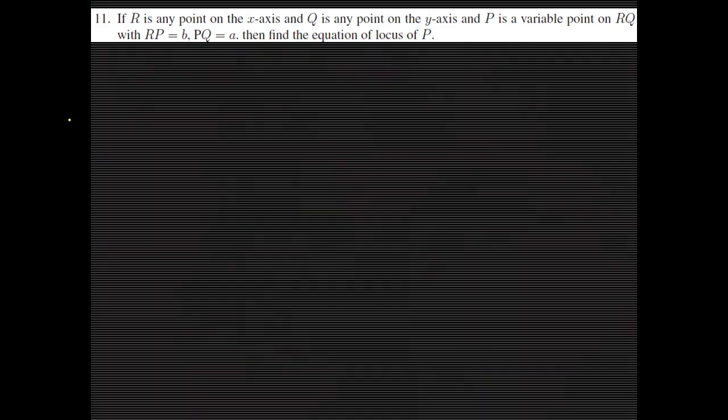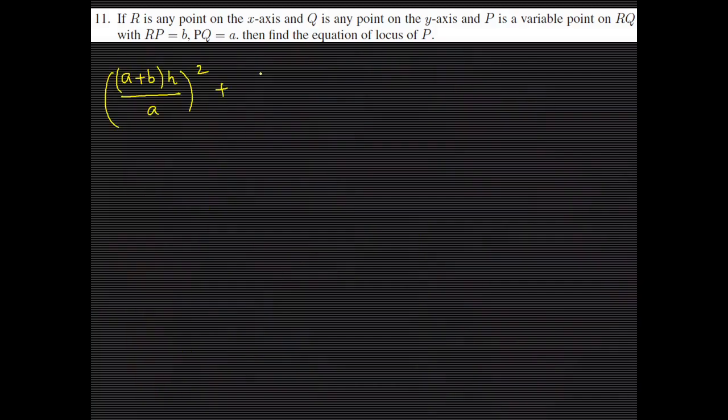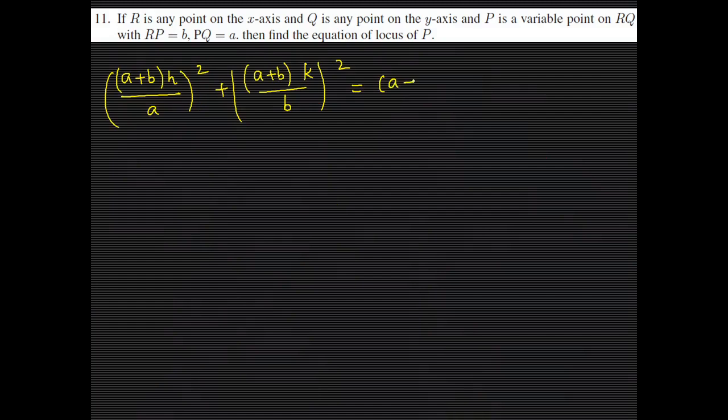So when you substitute, what will you get? A plus B the whole square, equals A plus B into H divided by A the whole square, since X is equal to A plus B into H by A, so we can write like this. And then Y is equal to what? A plus B into K divided by B. So A plus B into K divided by B the whole square, which is equal to A plus B the whole square.